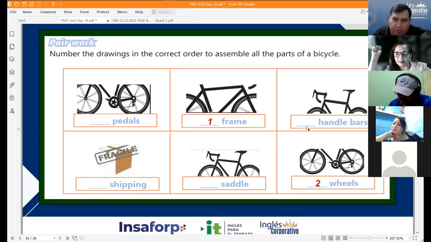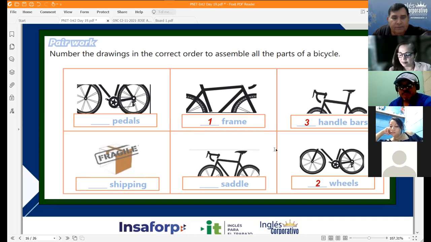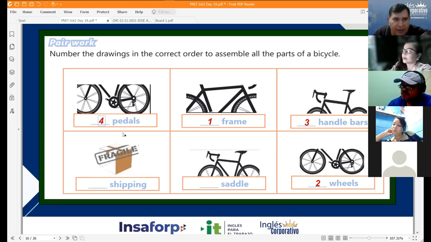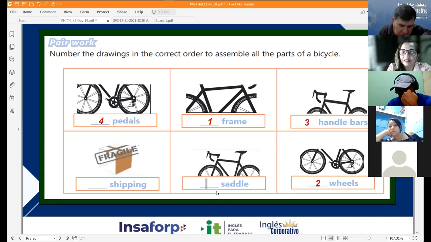Handlebars. The handlebars, okay, so we have number three. And what would be the next one? Maybe the pedals, okay. Let's say the pedals. And then the last ones? The most important, saddle. Well, sometimes it's not the most important, but it's okay.